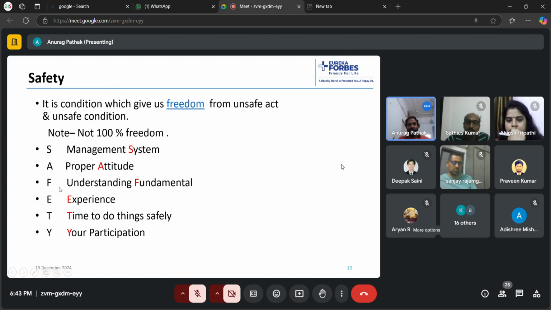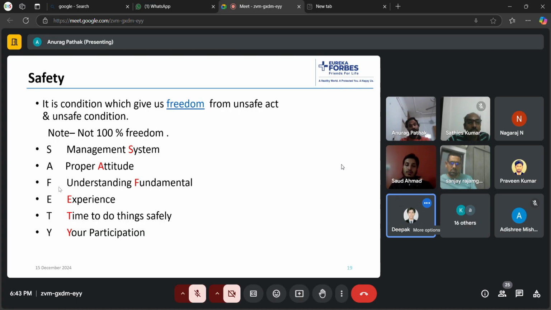Okay. S stands for management system, A stands for proper attitude, F stands for understanding fundamentals, E stands for experience, T stands for time reducing, and Y stands for your participation. What do you mean by proper attitude? To be in a good state of mind, a safe attitude. Workers' behavior: how they react, how they report. Being conscious about the safety guidelines. Okay, here it is proper attitude.